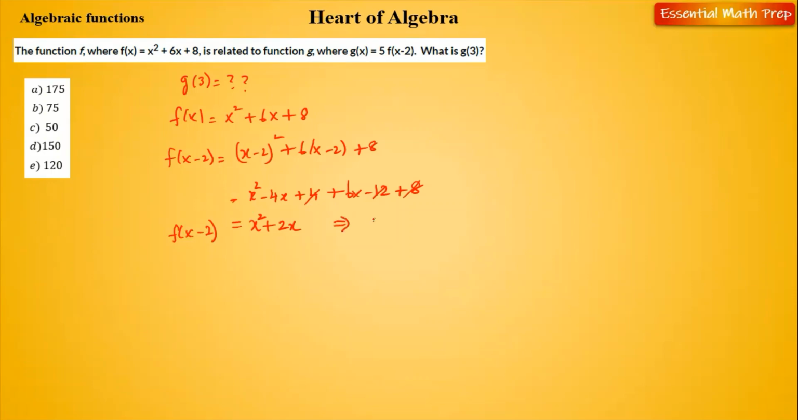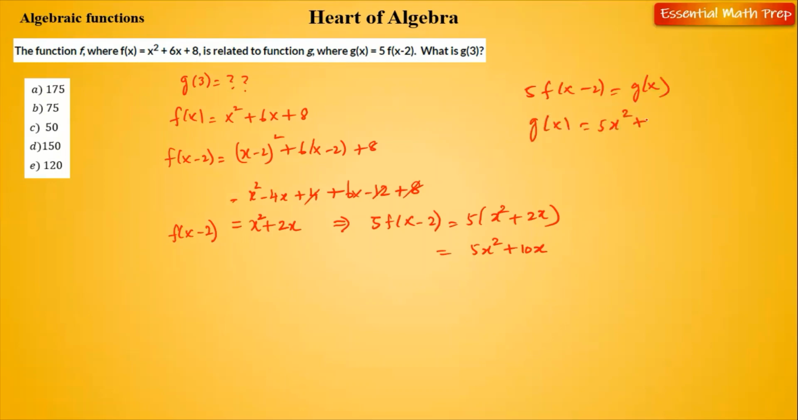So what is 5 times f of x minus 2? That will be 5 times x squared plus 2x. So that will be 5x squared plus 10x. Now we know 5 times f of x minus 2 equals g of x. In other words, g of x equals 5x squared plus 10x.